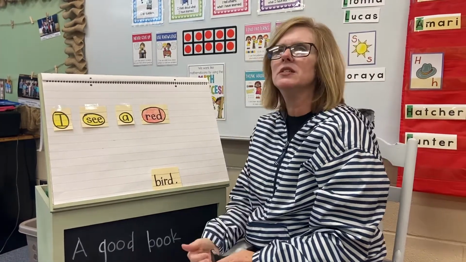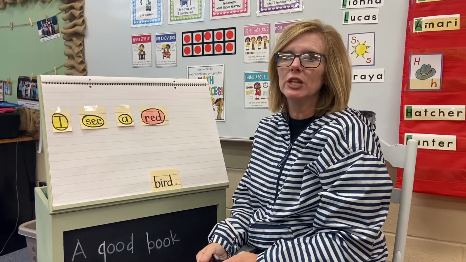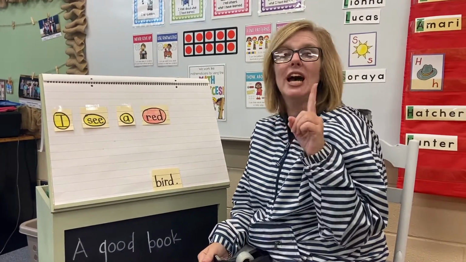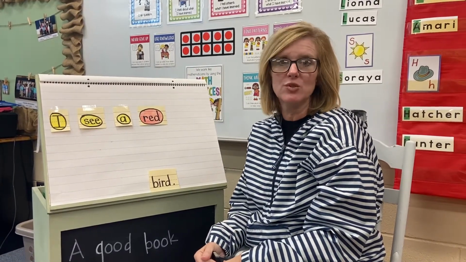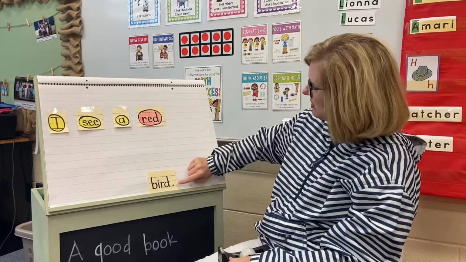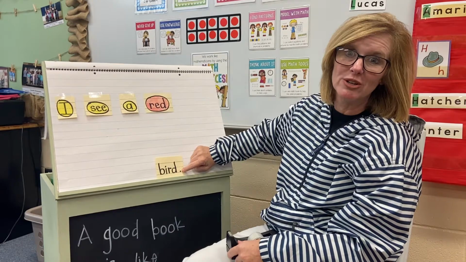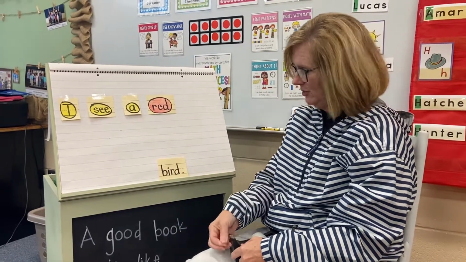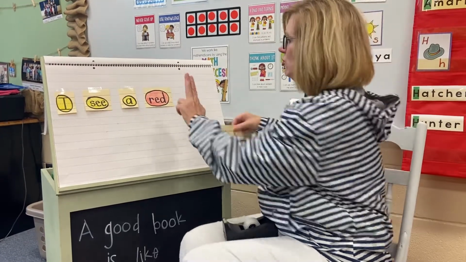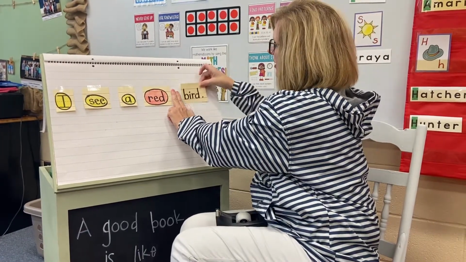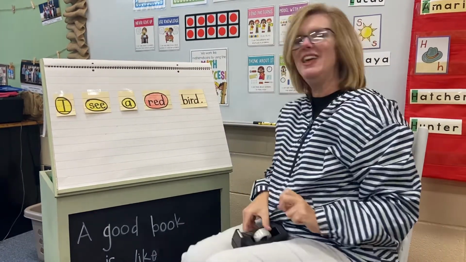Let's think about our sentence. I see a red bird. Well, there's only 1 word left. The way that I know that this is the last word is because the last word has to have a period. Do you see that period right there? That means it's the last word. So I'm going to take bird. I'm going to put 2 fingers down, and bird goes next.